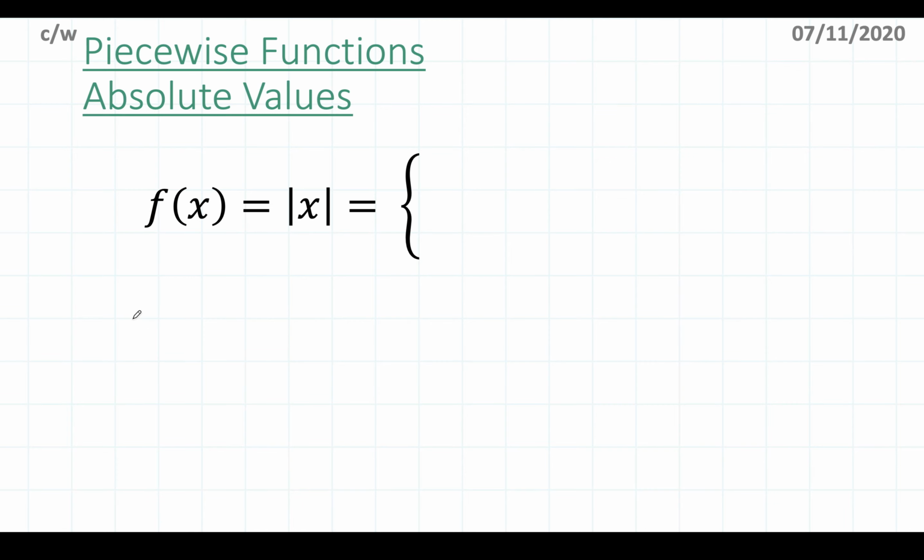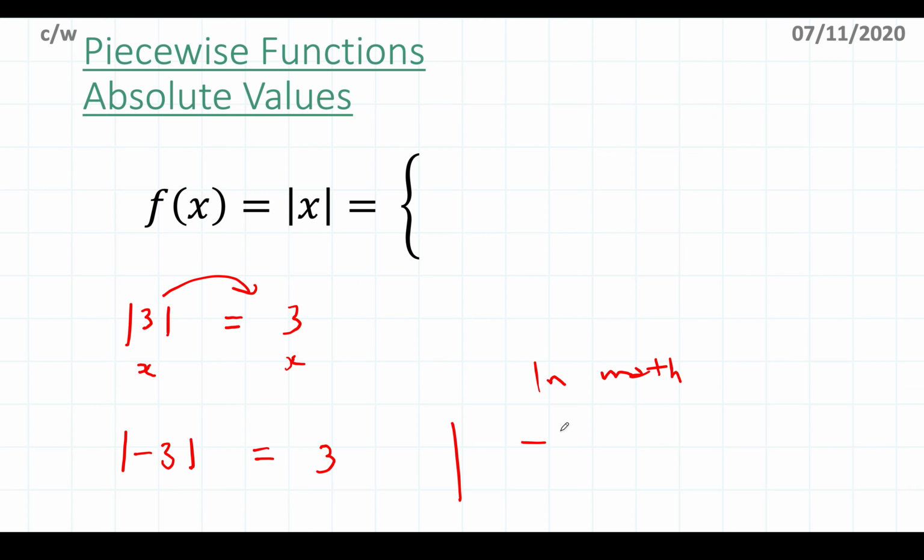So for example, if I'm thinking, oh, my input is 3, well, my output is 3. Nothing changes. Which means that if it's x, it's just going to spit out x. Now, if my number was a negative, it's going to turn into a positive. But how do we do that?